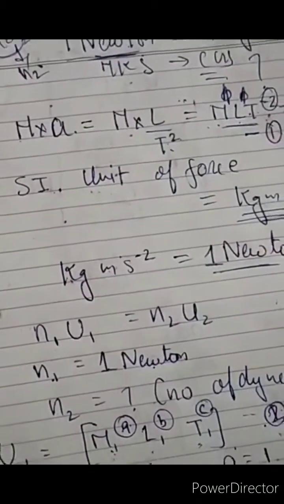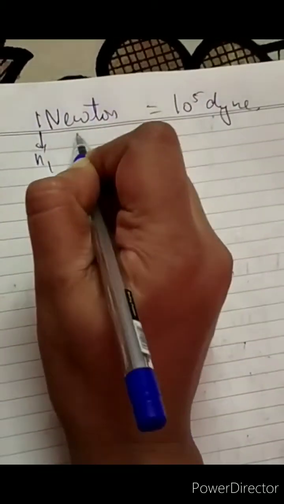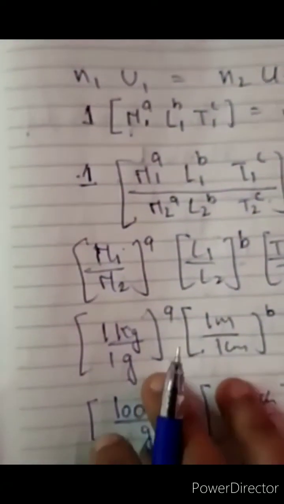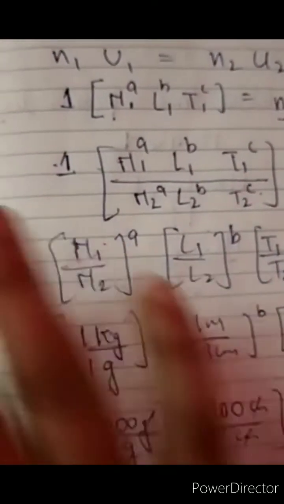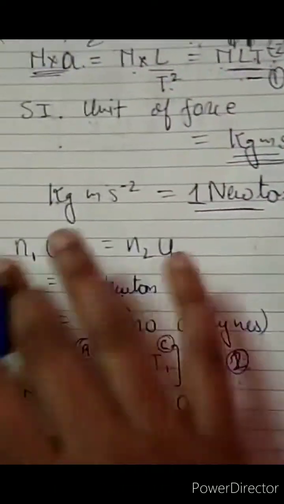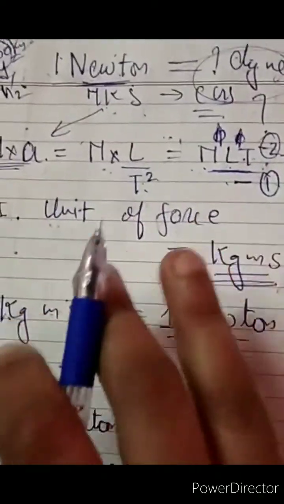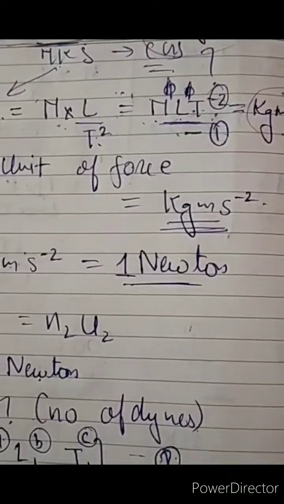Okay, so this is my N1, this is my U1, this is my N2, this is my U2. So I just want to convert MKS into CGS system. The video is getting longer now, so I just want to stop over here. In the next part we will practice more dimensional formula on these conversions, that is from MKS to CGS system.